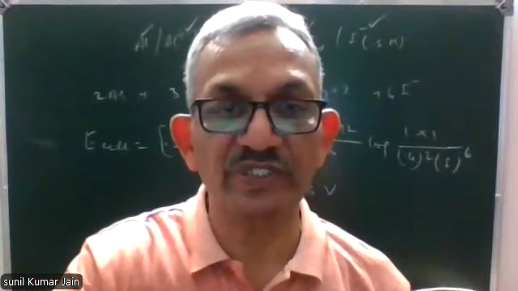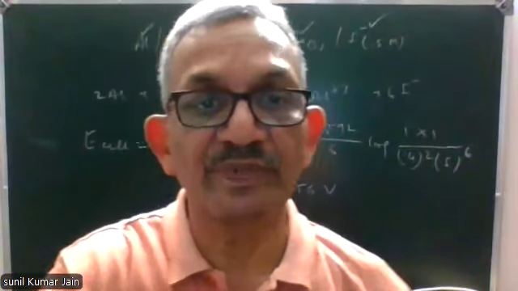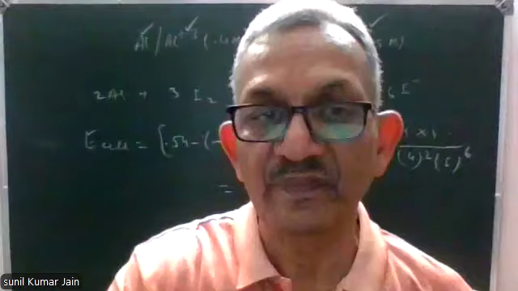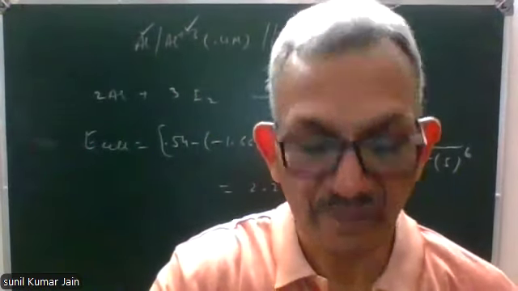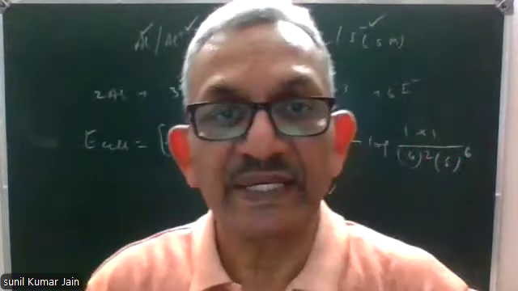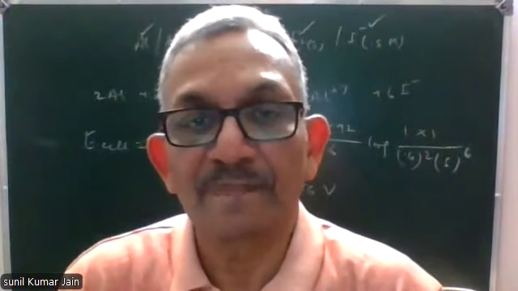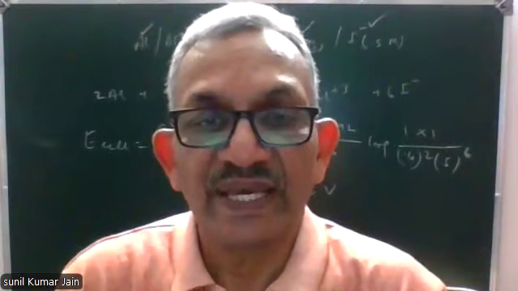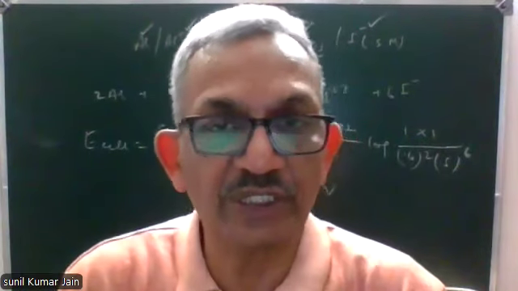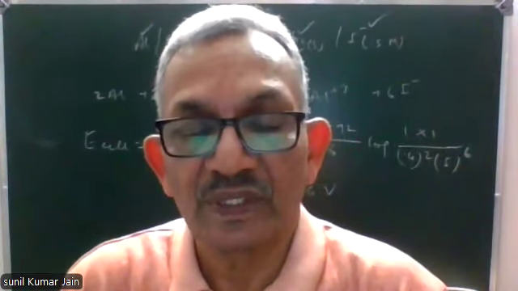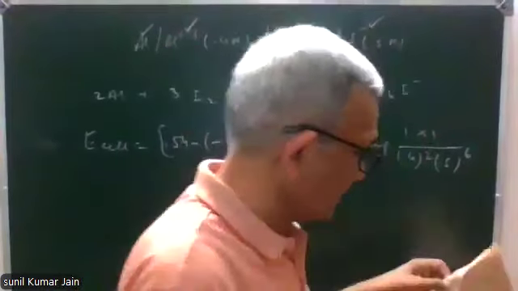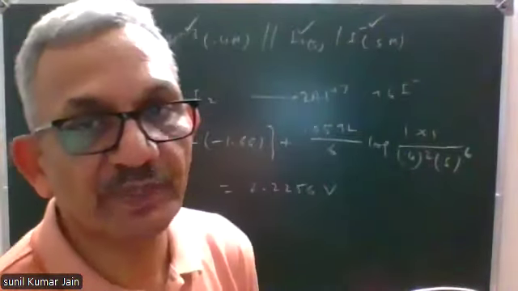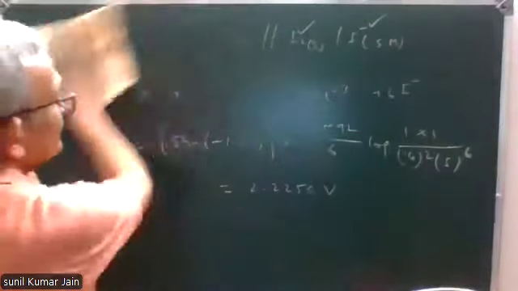So that was Nernst equation. As I said, a very, very important topic in the syllabus. Okay, coming to next topic. Heading is effect of external potential on galvanic cell. Effect of external potential on galvanic cell.